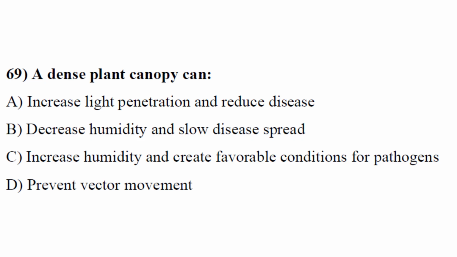69. A dense plant canopy can A. Increase light penetration and reduce disease. B. Decrease humidity and slow disease spread. C. Increase humidity and create favorable conditions for pathogens. D. Prevent vector movement. Answer: C. Increase humidity and create favorable conditions for pathogens.